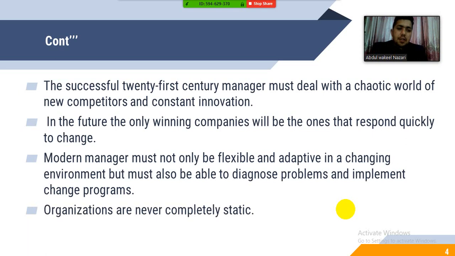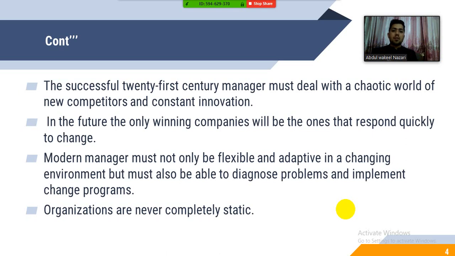Organizations are never completely static. As I told you, organizations are dynamic in nature. If you, being a manager, think that the organization is static, and you describe your concept, your structure from that position, the moment you think that the organization where I'm working has a completely fixed strategy, and I'm going with this same strategy, no, I will not change my strategy, right now you start demolishing, you start destroying your organization.